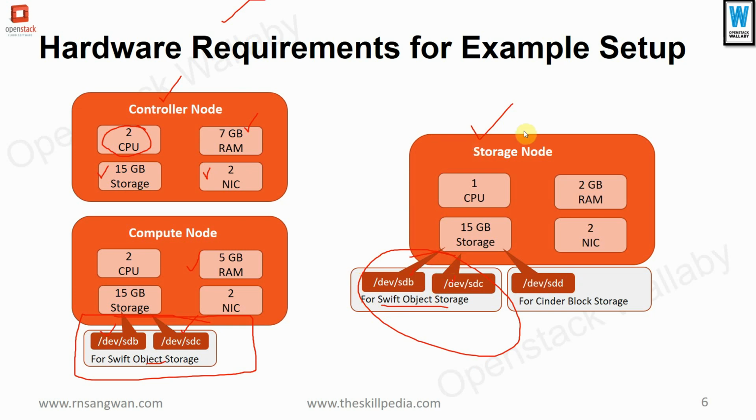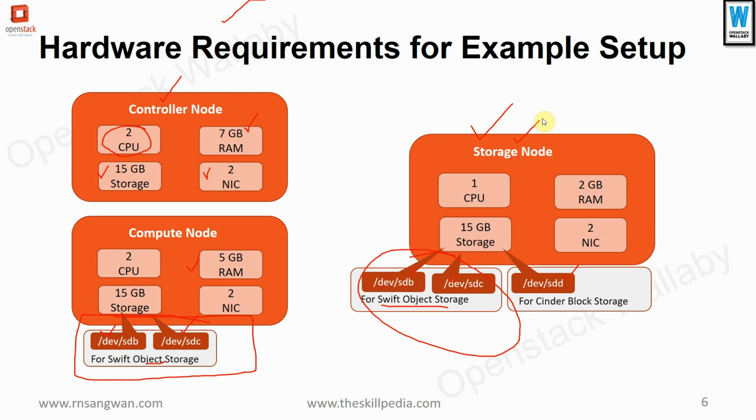For volume, that is Cinder volume I am referring to, we will be creating another disk that will be SDD. So that means the storage node will have 4 disks. SDB and SDC will be Swift, SDD will be Cinder block storage, SDA first disk will be the main disk for the operating system. So this is going to be extra disk.